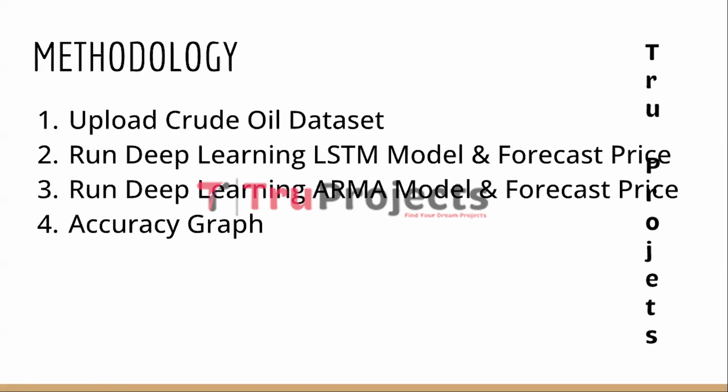In this module, the deep learning LSTM algorithm is employed to forecast the crude oil price. The LSTM algorithm is known for its ability to capture long-term dependencies in time series data. The model is trained using the crude oil dataset and then it is used to predict the future price value based on the learned patterns and features. The LSTM algorithm consists of input, output, and forget layers that filter and process the features from the dataset to make accurate predictions. And the third module is run deep learning ARMA model and forecast price.